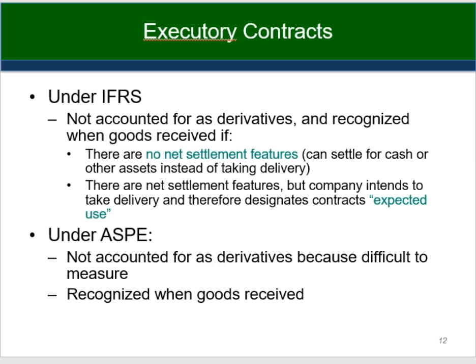So if you can't settle them in cash, if you actually have to deliver the goods or take delivery of the goods, they would not be treated as a derivative. Or if there are net settlement features, but the company intends to take delivery and so designates the contracts as expected use contracts. So they've basically said that they're looking at the value and the use of the goods that they either will receive or have to deliver. Under ASPE, they're never accounted for as derivatives because of the difficulty in measuring it, but the cost of the goods would be recognized when the goods are actually received.